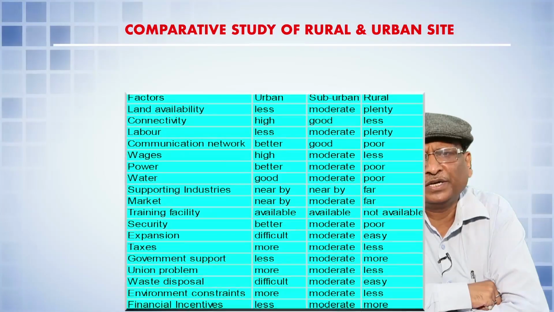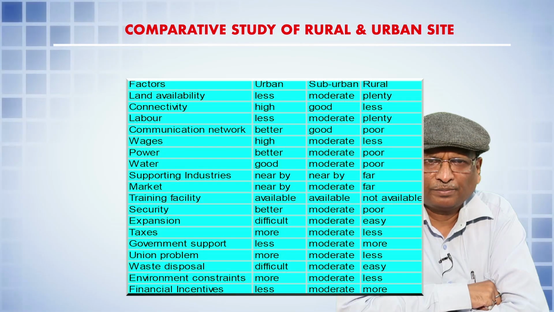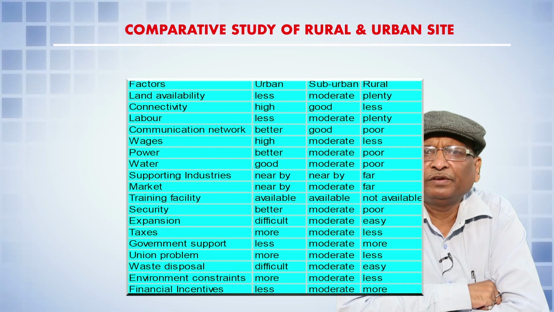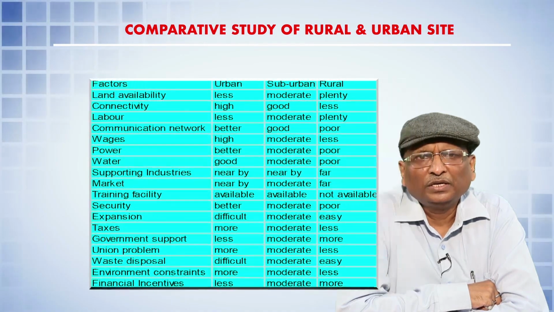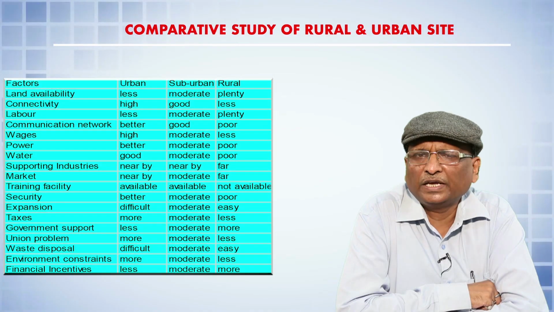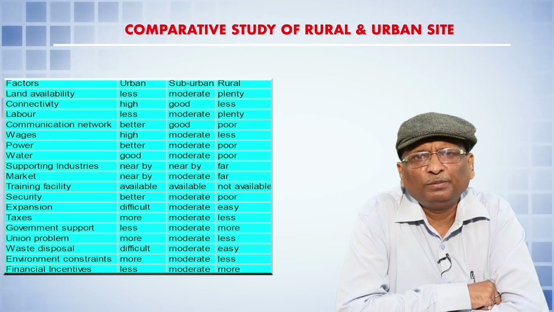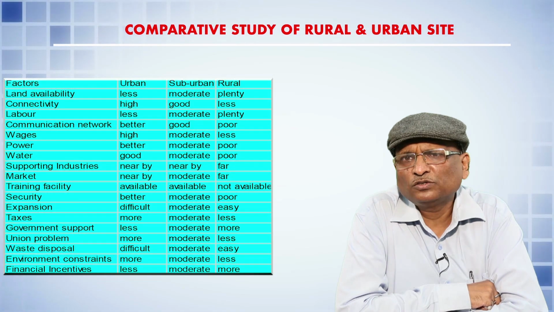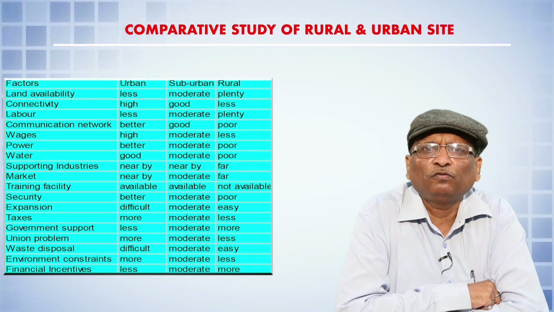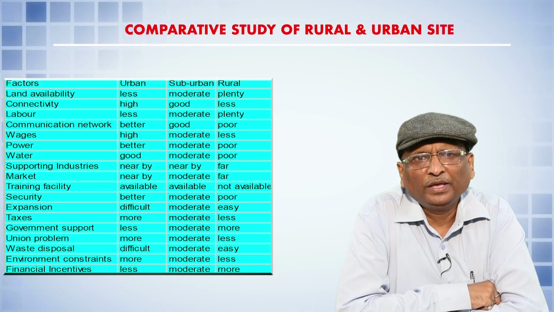Now, this is a comparative study of rural, suburban and urban sites. On the left side we have given several factors, on the right side we have made a comparison. For the factors which we have discussed, just like land availability, in the case of urban, land availability is less or at a higher cost, while in the case of rural you will find plenty of land, while in the case of a suburban area you will find moderate.